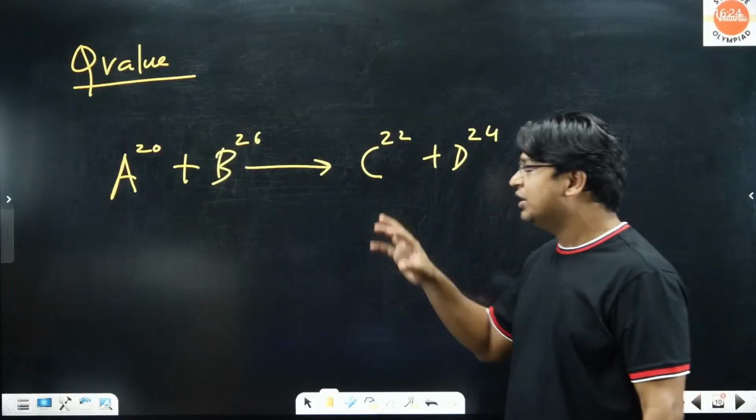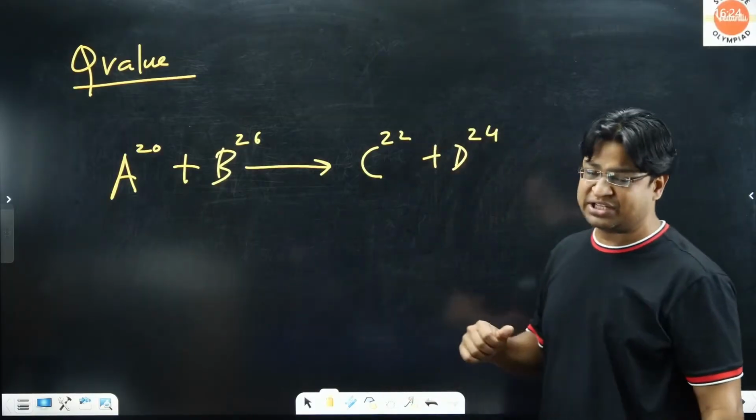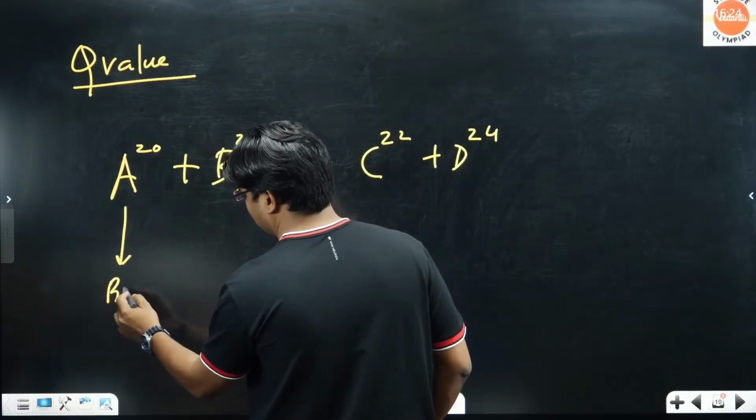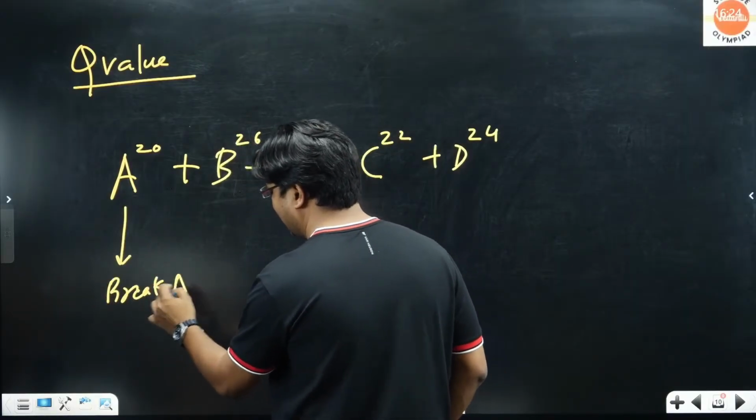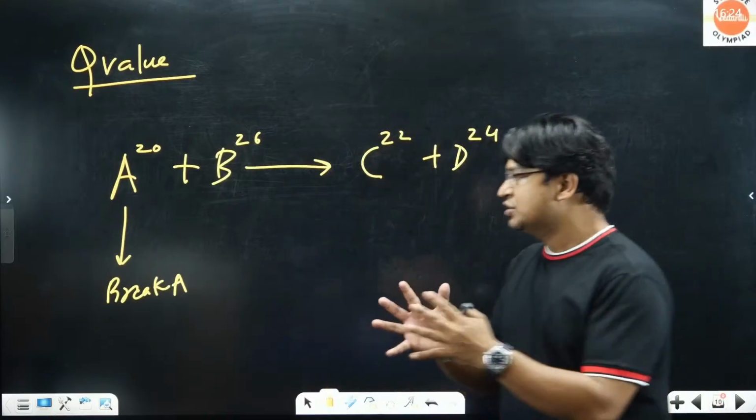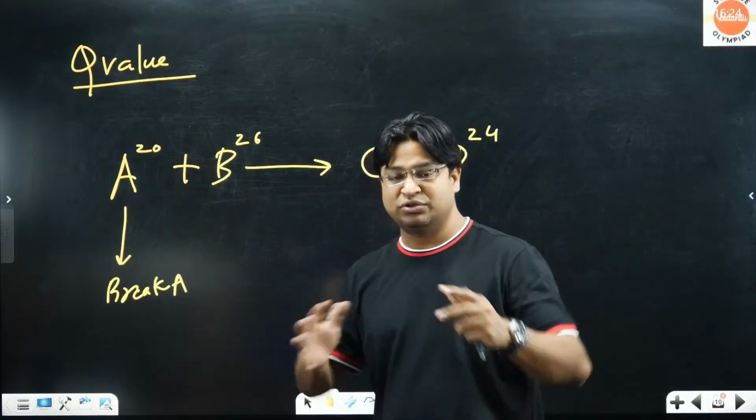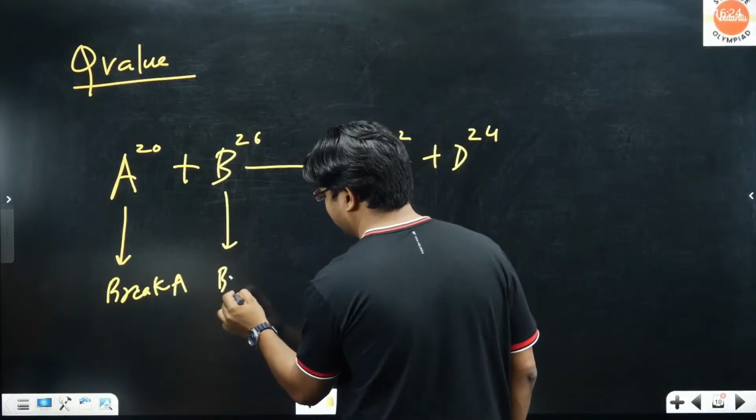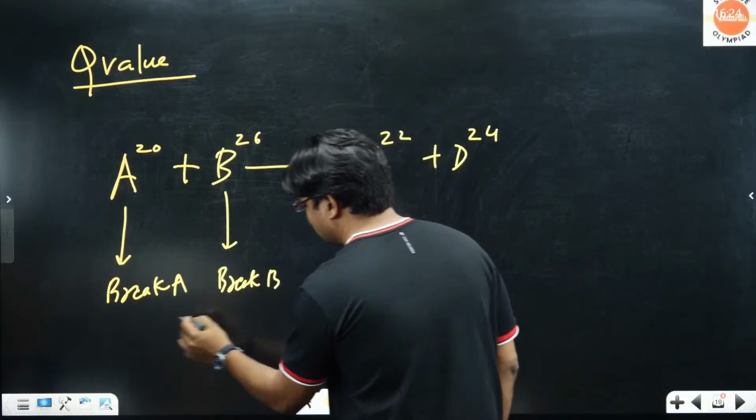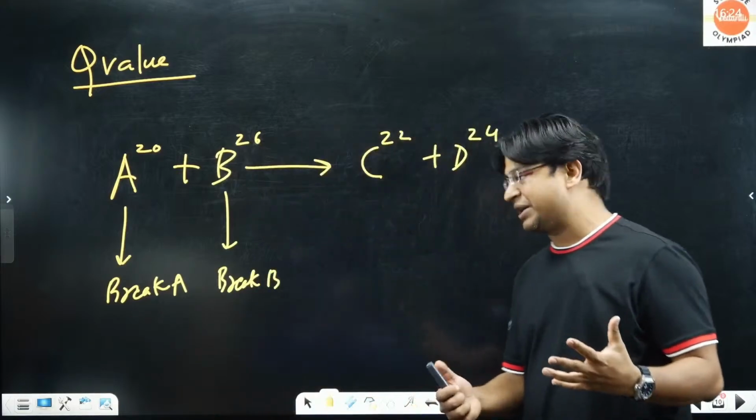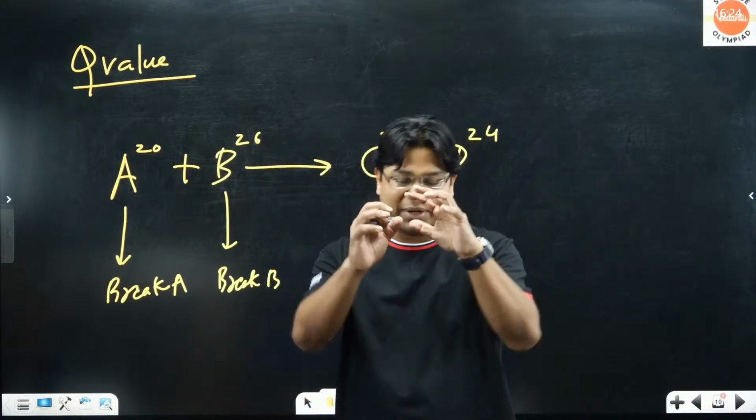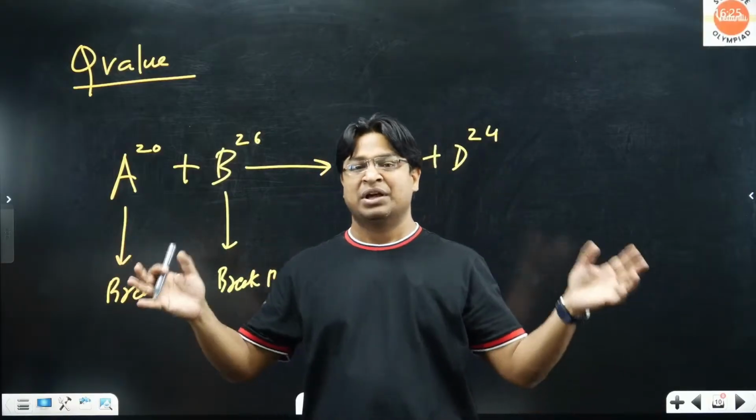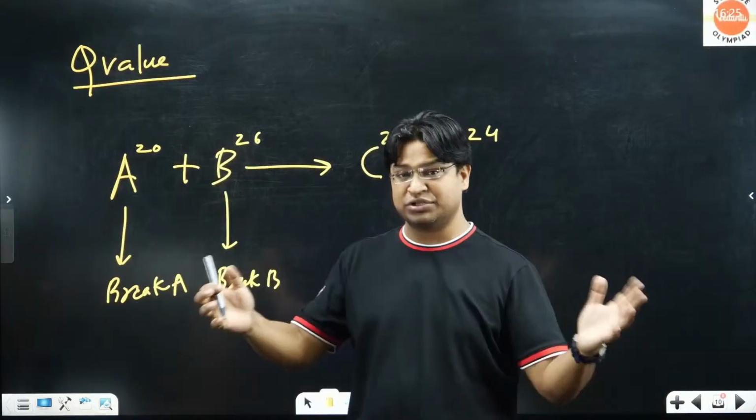Now, if we want to execute this reaction, what do we need to do? We first need to break A into its constituent particles, so that I get 20 nucleons. We need to split A, and we need to split B. Now we will have the constituent particles. Remember, A is a ball containing many particles. I broke A, and now I have a lot of particles with me, protons and neutrons.